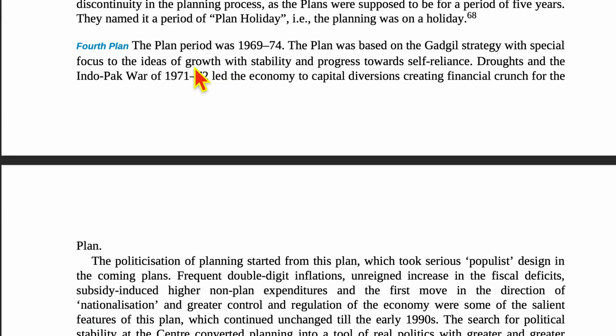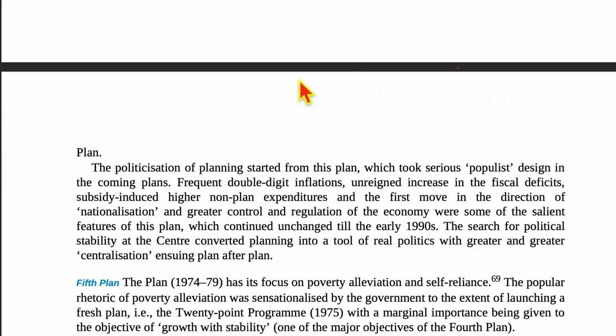Now, the fourth plan. The plan period was 1969 to 74. The plan was based on the Gadgil strategy with special focus on the ideas of growth with stability and progress towards self-reliance. Droughts and the Indo-Pak War of 1971-72 led the economy to capital diversions, creating a financial crunch for the plan.